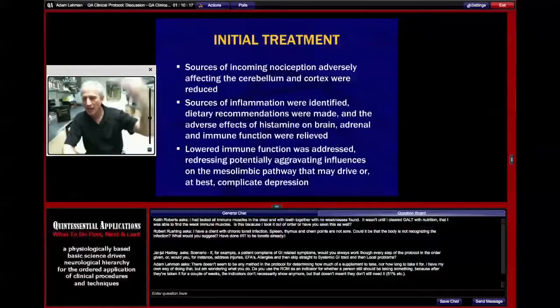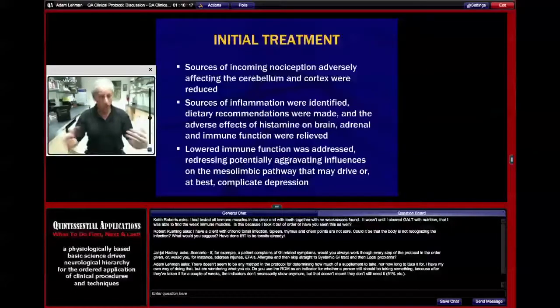So I was in steps 5 through 6 in that middle statement. We identified areas of inflammation. We made dietary recommendations. We redressed the adverse effects of histamine on the brain, the adrenals, and the immune function. And then, because we had lowered immune activity, we addressed that by redressing the potentially aggravating influence on the mesolimbic pathway that may drive or at best complicate depression.